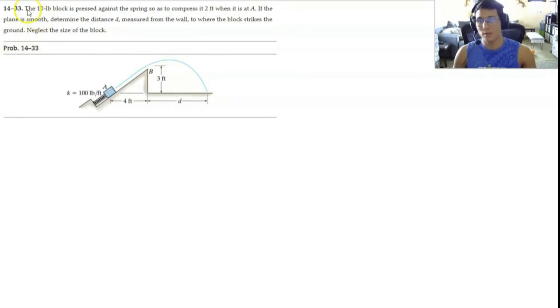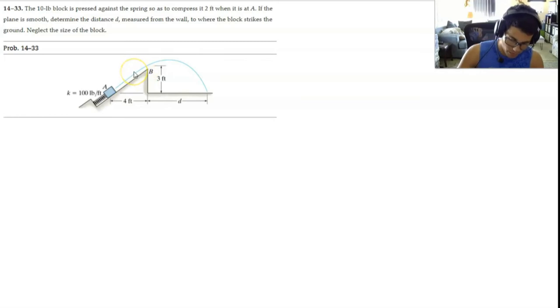Okay, now let's actually read the question. So we have a 10-pound block. It's connected to a spring, and that spring is compressed to 2 feet at A. Now, nice to know that this is a smooth plane, so there's no friction. And again, we want to find this distance d. And yeah, that's all it wants us to find. Okay, so let me turn on my tablet and let's start this question.